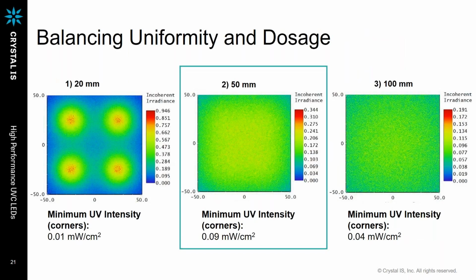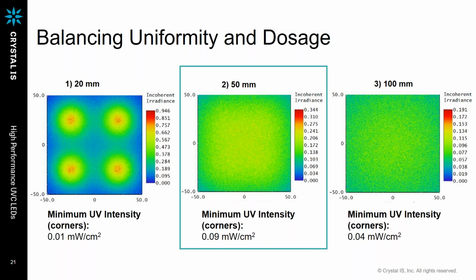Based on our modeling, when you are at a 20 millimeter distance, a 5 by 5 area shows a very clear, distinct LED pattern. It shows exactly how the 4 LEDs are located for doing the surface disinfection. We can also look at the minimum UV intensity, which is at the corners, and it is 0.01 milliwatts per square centimeter.